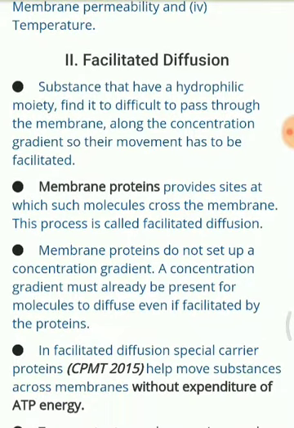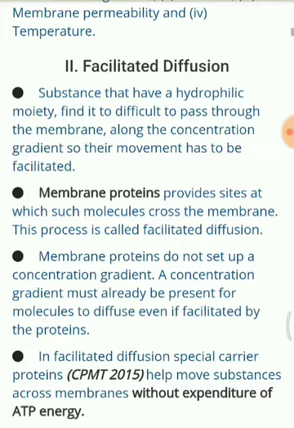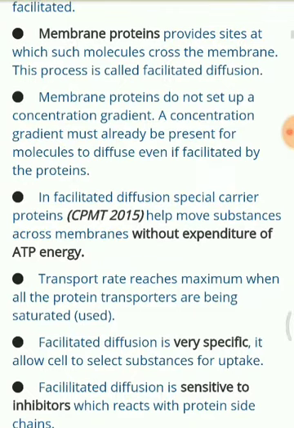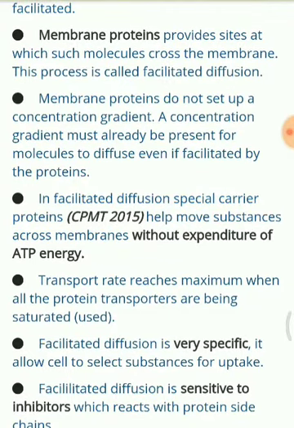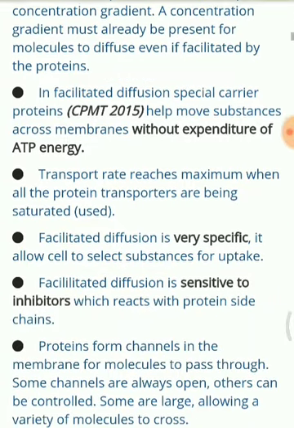Facilitated diffusion. Substances that have a hydrophilic moiety find it difficult to pass through the membrane along the concentration gradient, so their movement has to be facilitated. Membrane proteins provide sites at which such molecules cross the membrane. This process is called facilitated diffusion. Membrane proteins do not set up a concentration gradient. A concentration gradient must already be present for molecules to diffuse, even if facilitated by the proteins.